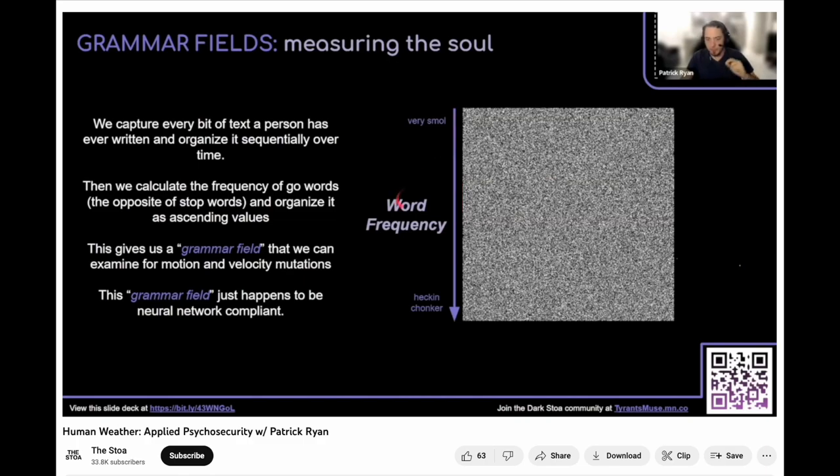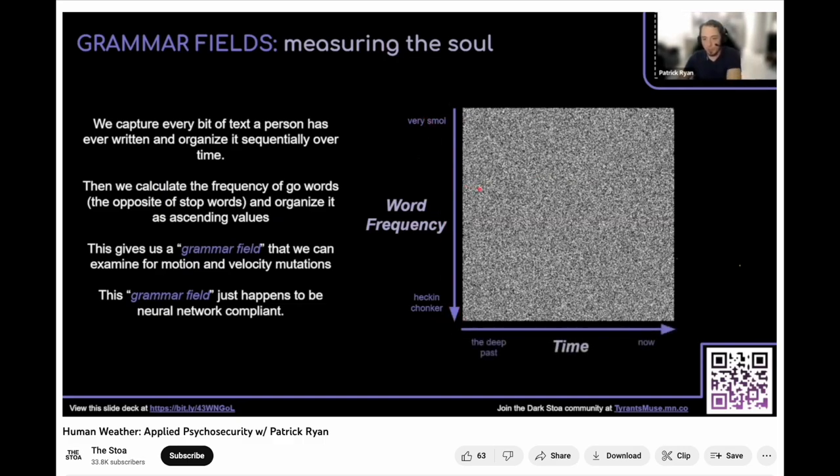From top to bottom, we have our word frequency. It's very small to very big. The brightness of the pixel indicates how far it is from the highest value, normalization. So if something is really white, then it's the same value as the highest value. And if something is black, it's nowhere near the highest value. From top to bottom, we measure the word frequencies that exist.